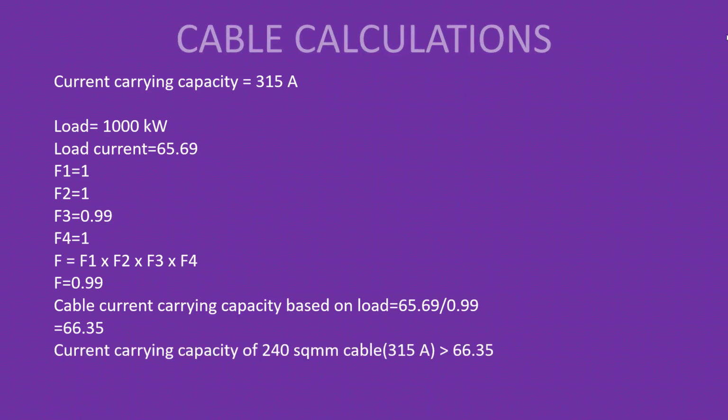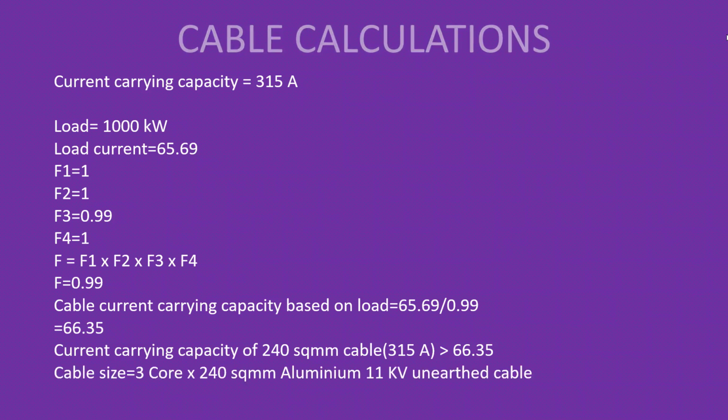So we know the current carrying capacity of the 240 square mm cable is 315 ampere, which is much greater than load current divided by correction factor, that is 66.35. In that scenario, our selection is ideal. So we need a minimum 3-core 240 square mm aluminium 11 kV unearthed cable. If the value of load current divided by correction factor is more than 315 ampere, our cable selection is wrong. Then we have to select a higher size cable based on this.